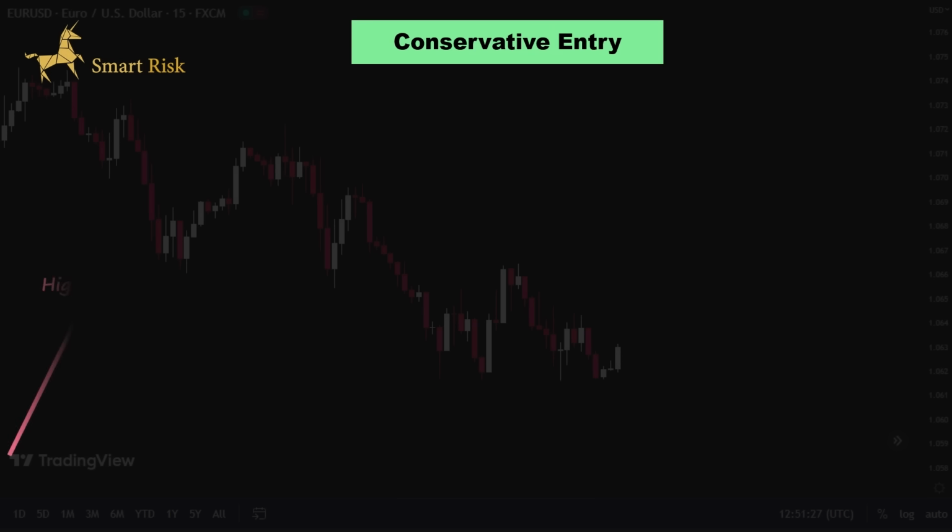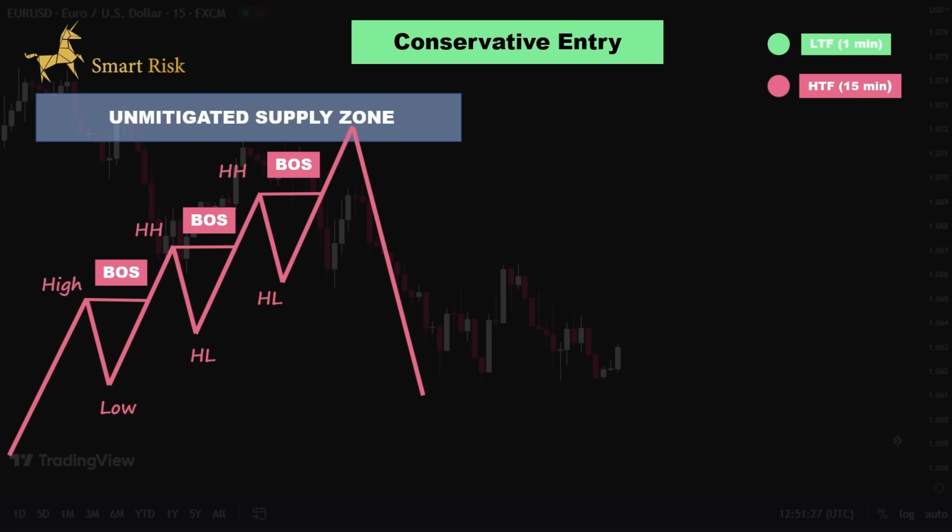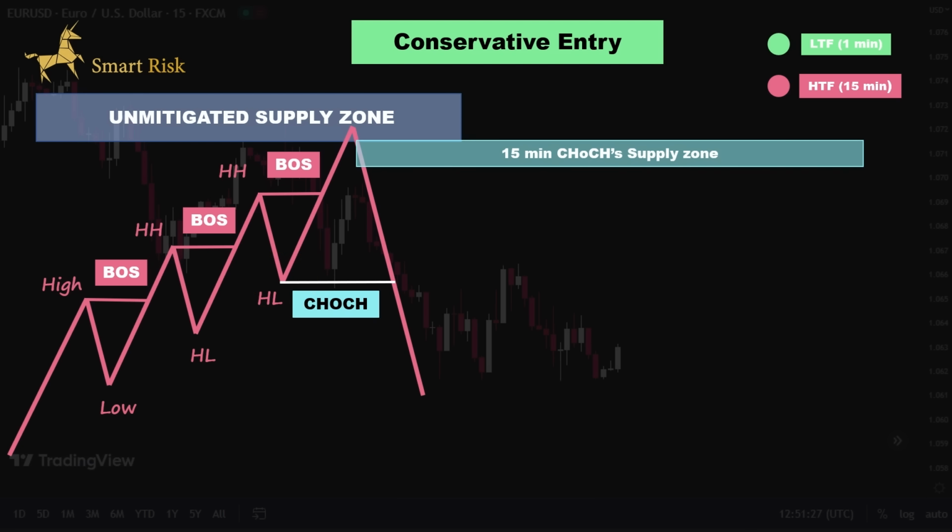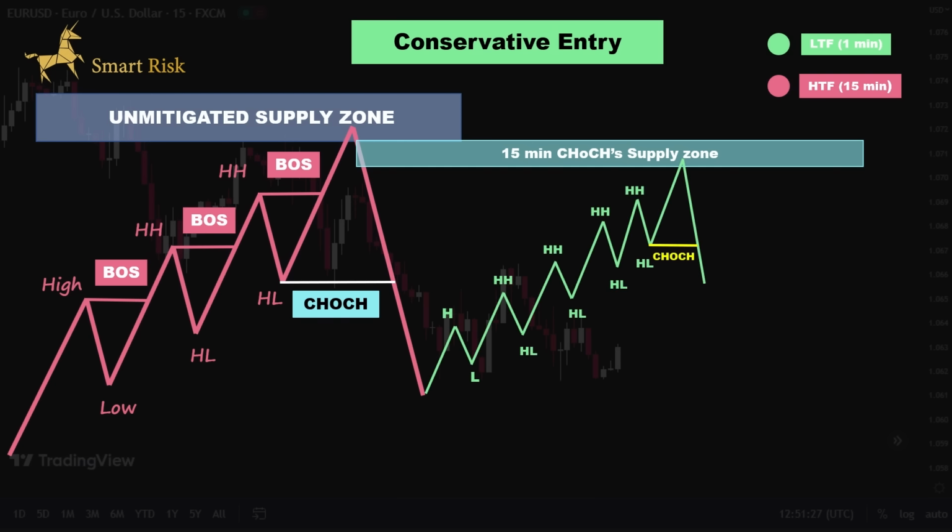Suppose price has created this series of BOSs to the upside, and after touching a higher time frame's strong supply, rejected, and created this major change of character by breaking this structure to the downside. So what we are going to do in the next step is draw the supply zone, which is created by Chalk's wave. Then we will zoom into the lower time frame, wait for price to return to the zone, and show us a major change of character.